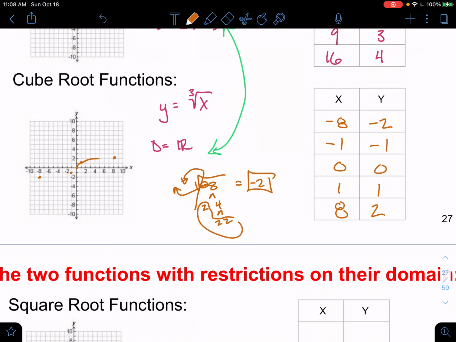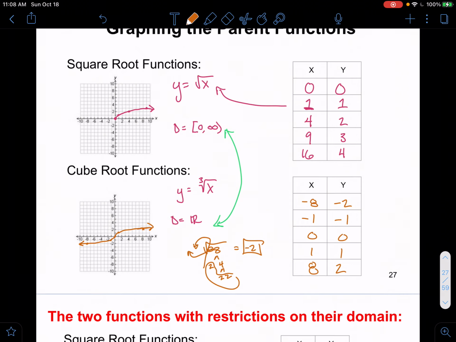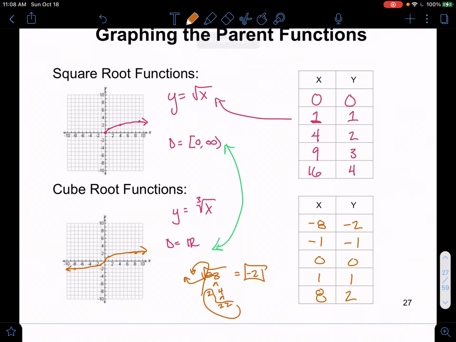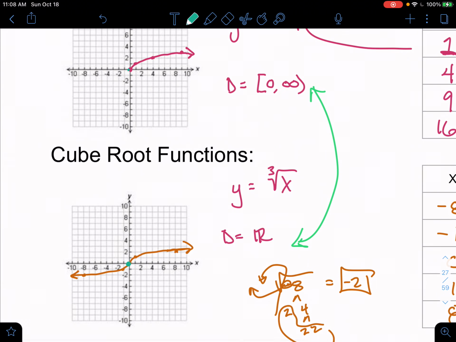So looking at our graph, it kind of looks like it actually has part of that square root function in it, and then it has this other half of it going the other direction. Right, and again, that's because we can take the cube root of a negative number that we get that other half. Now, just like we were saying before, your locator point for your cube root function will be right there, and for your square root function, will be right there. So again, these are your locator points.